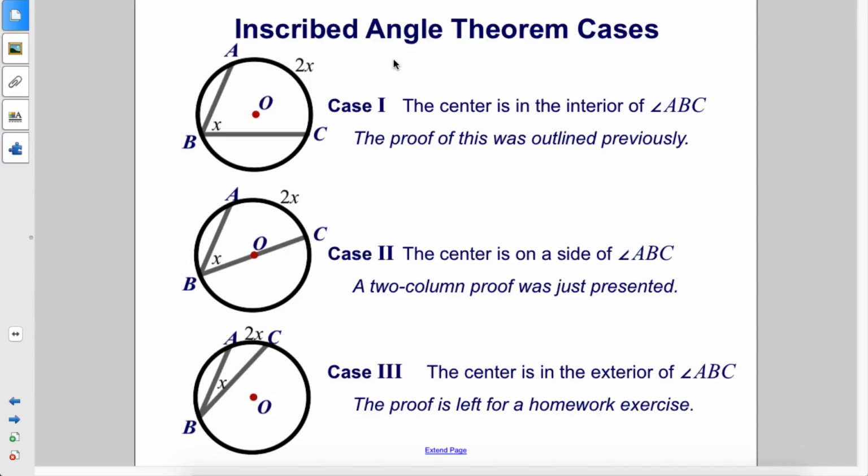Inscribed angle theorem cases. Case 1. The center of the circle is in the interior of angle ABC. This proof was outlined previously. Case 2. The center is on a side of angle ABC. A two-column proof was just presented. Case 3. The center is in the exterior of angle ABC. The proof is left for a homework exercise.